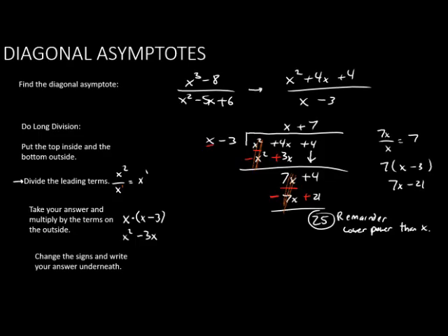However, our answer for the diagonal asymptote will be just this x plus 7 that's above the bar. That's our quotient. Therefore, our diagonal asymptote will be y equals x plus 7. There's no need to write the remainder in this answer.